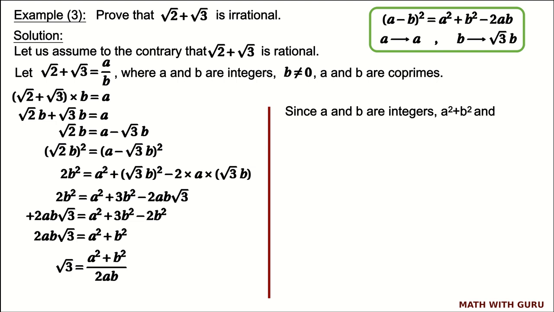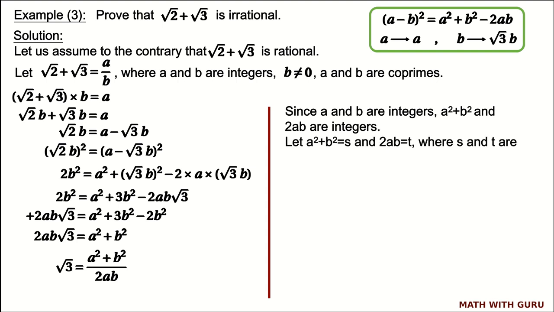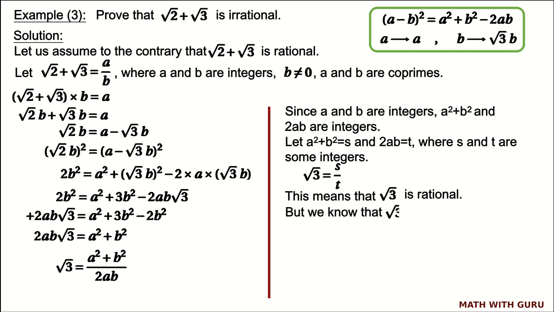Since a and b are integers, a squared plus b squared and 2ab are integers. Let a squared plus b squared equals s, 2ab equals t, where s and t are some integers. Therefore, root 3 equals s over t. This means that root 3 is rational. But we know that root 3 is irrational.